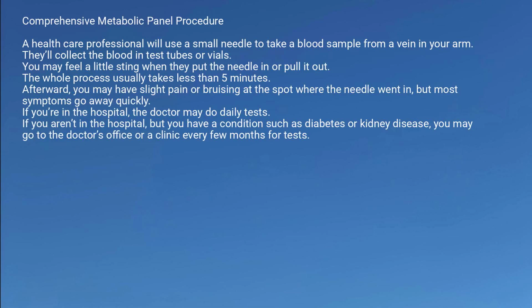Comprehensive metabolic panel procedure. A healthcare professional will use a small needle to take a blood sample from a vein in your arm. They'll collect the blood in test tubes or vials. You may feel a little sting when they put the needle in or pull it out. The whole process usually takes less than 5 minutes. Afterward, you may have slight pain or bruising at the spot where the needle went in, but most symptoms go away quickly.